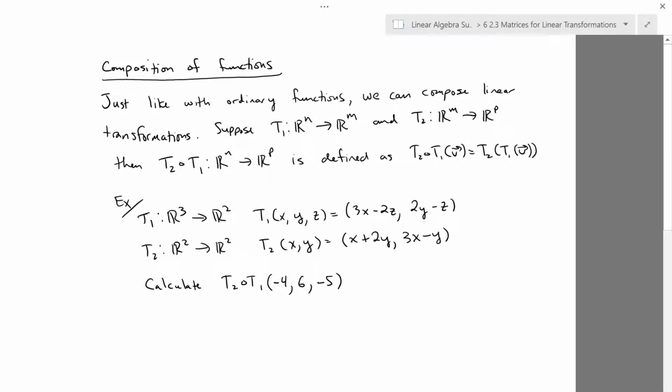Let's take a look at an example. Here we have T1 from R3 to R2. This is the same linear transformation from the previous page. And we have a second linear transformation from R2 to R2 given by this function. We want to calculate the composition applied to the vector (-4, 6, -5).